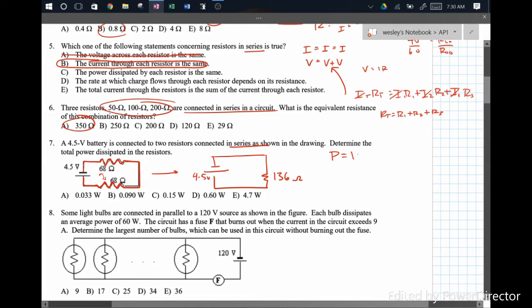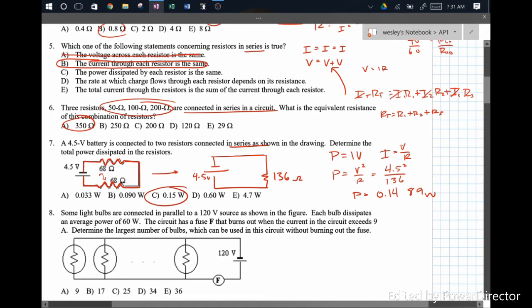I know that power is current times voltage, but I don't have current, so I know current is voltage over resistance. So power is voltage squared over resistance. So 4.5 squared divided by 136. Power is 0.1489 watts. So we'll say just 0.15.